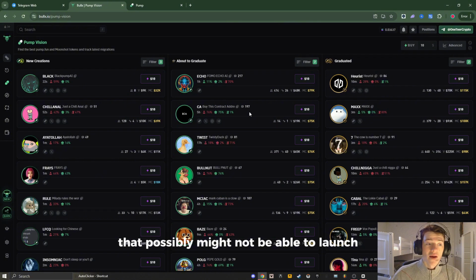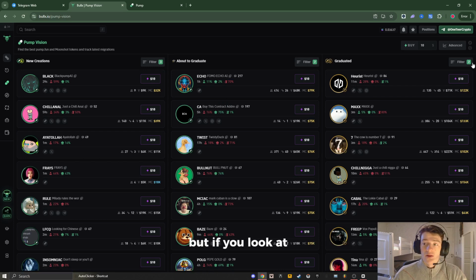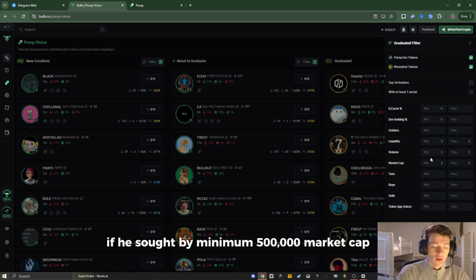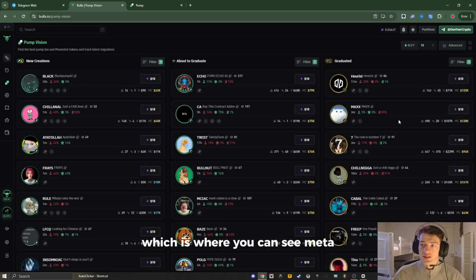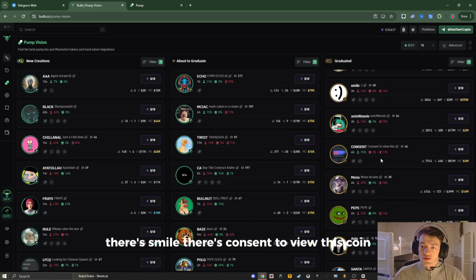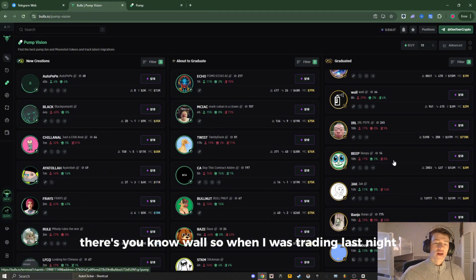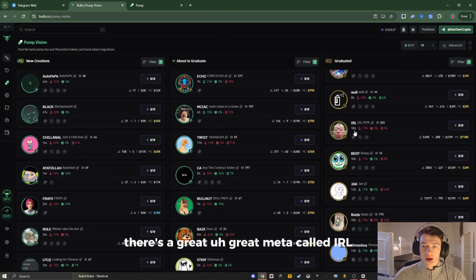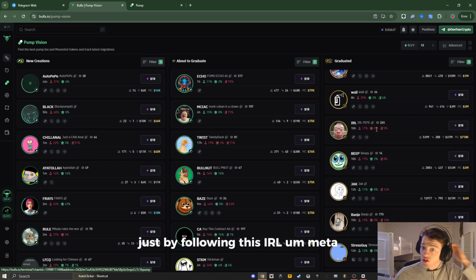That possibly might not be able to launch, and I mean this dev holds 75%, so it doesn't seem to be an actual very popular coin. But if we sort by minimum 500,000 market cap, which is where you can see the meta, you get all these coins here. There's Smile, there's Consent, there's Wall. So when I was training last night, there's a great meme, great meta called IRL, where I created lots of successful coins just by following this IRL meta.